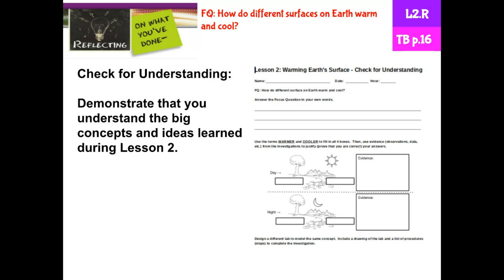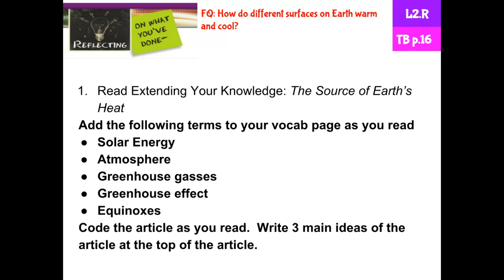You will hopefully get a check for understanding today. This is your chance to demonstrate that you understand the big concepts and ideas learned during Lesson 2. During your reflection time, you should read the source of Earth's heat, and then add some vocab to your vocab page as you read, like solar energy, atmosphere, greenhouse gases, greenhouse effect, and equinoxes. And then you could code the article as you read.